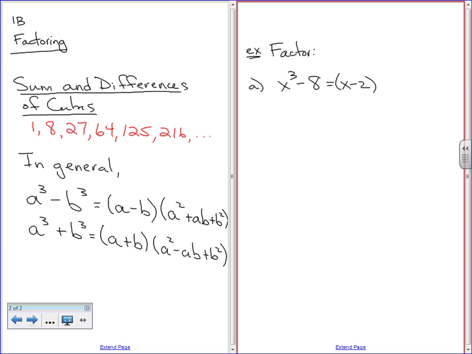Your next bracket comes from the first bracket. Take the first term, which is x, and square it. Multiply the two terms together and change the sign, and square the last term. And that's all there is to factoring a difference of cubes. The trinomial, three terms, you can never, ever factor that. So this is always just going to be one answer.